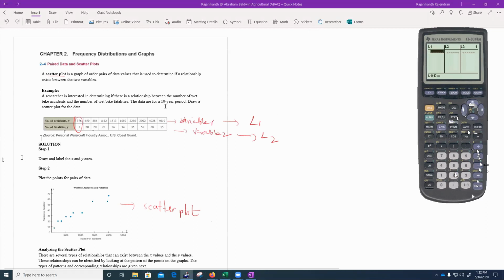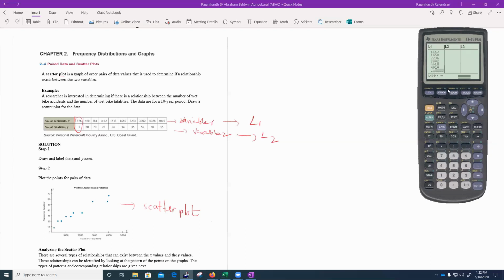The first value is 376. My second one is 650, 884, 1162, 1513, 1650, 2236, 3002, 4028, and 4010. So these are my x values.